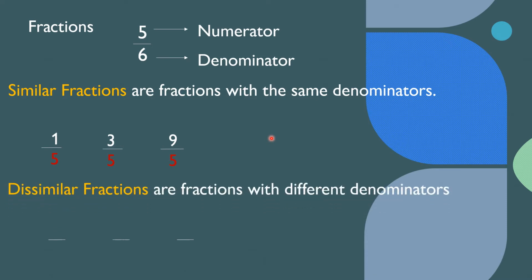Then, we have dissimilar fractions, are fractions with different denominators. So, magkaiba naman ang denominators nila. So, 2/3, 4 over 7, and 3/4. So, yung denominator nila ay magkakaiba. 3 dito, 7, dito naman ay 4. So, ang tawag sa kanila ay dissimilar fractions.